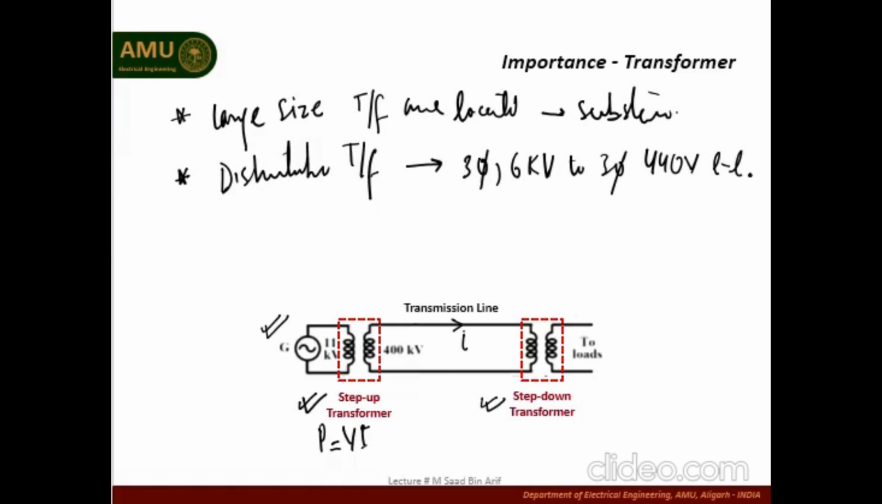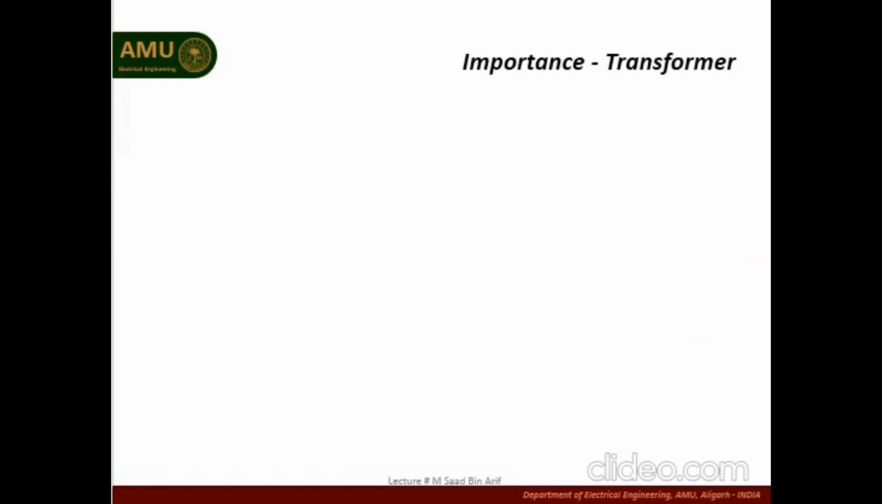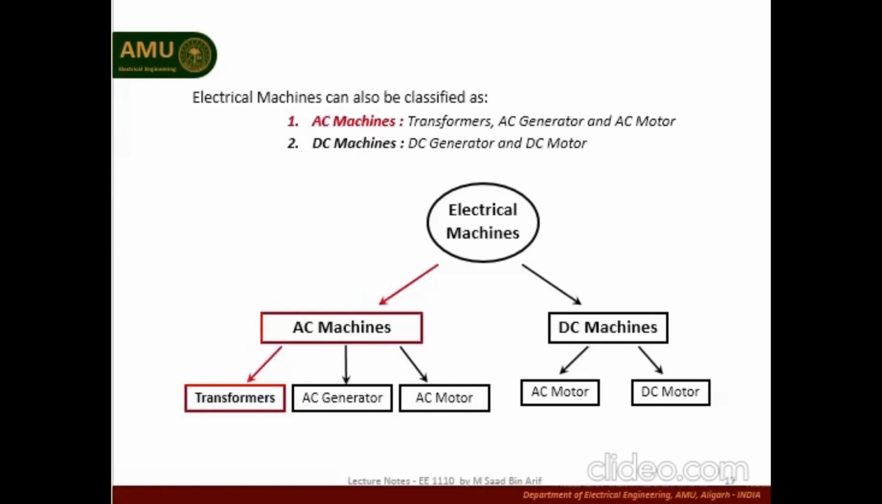Now we will try to see where the transformer lies in the hierarchy of electrical machines. If we classify electrical machines, we can classify them into two main categories. One is AC machines and the other is DC machines. As the name suggests, AC machines work on AC power, whereas DC machines work on DC power. Transformer is basically an AC machine because we need a varying nature of voltage in order to induce the voltage in the other circuit.